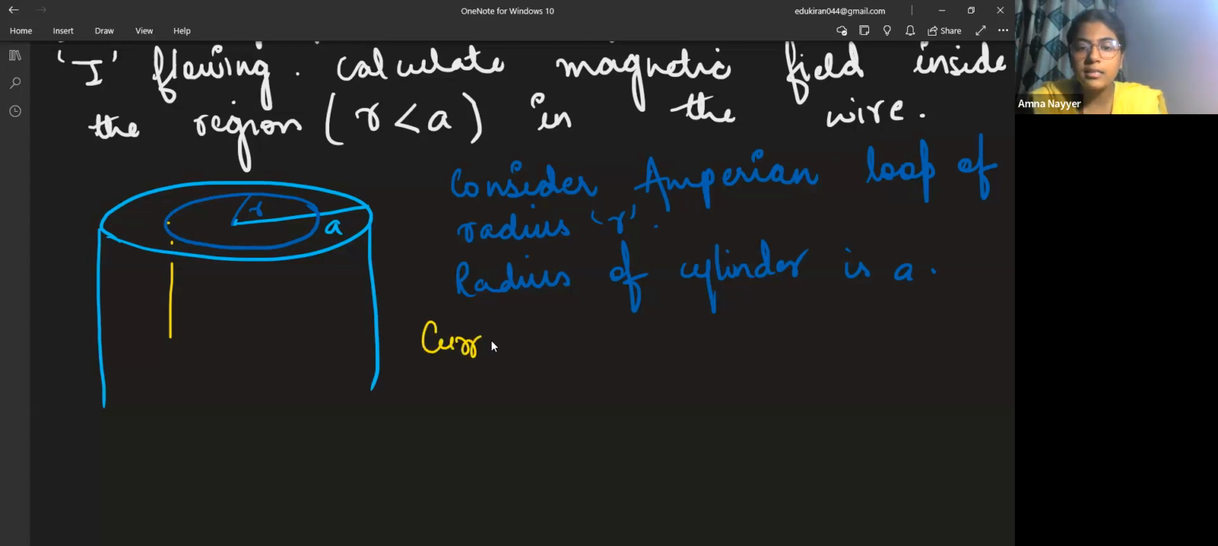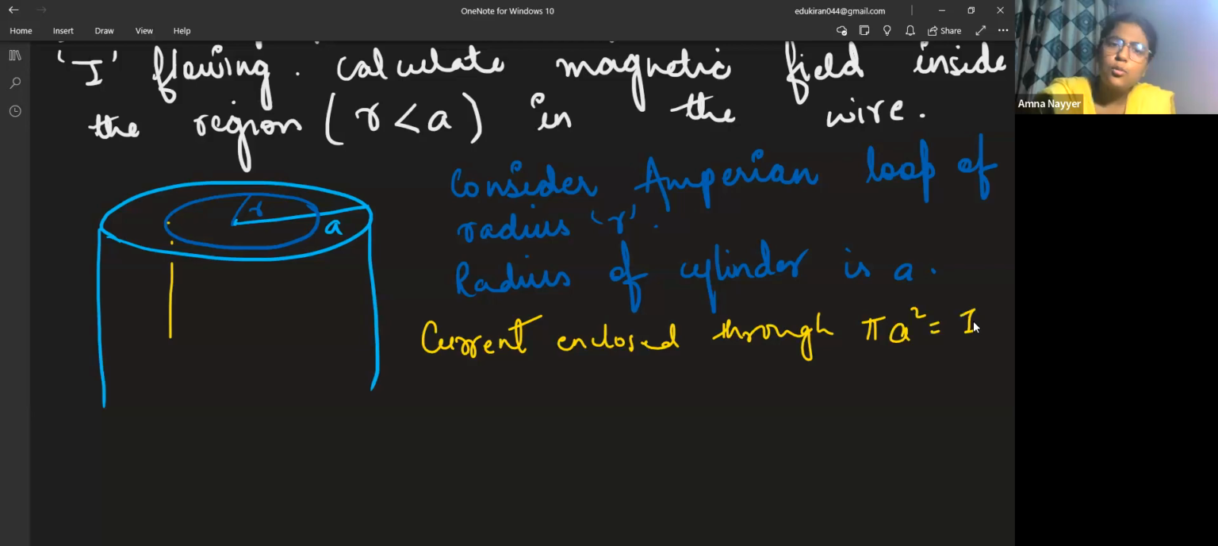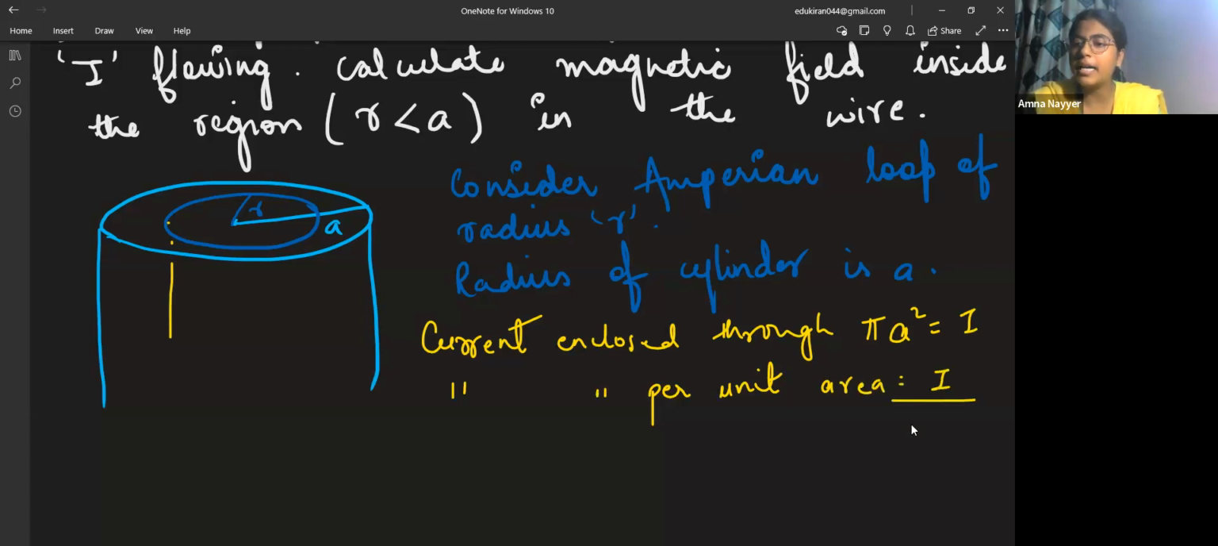So current enclosed through pi A square, this is I. So what is the current enclosed through one unit area? Current enclosed per unit area, that will become I divided by pi A square. Now, if you know the current per unit area, for one unit area, can you not find out the current for pi R square area?